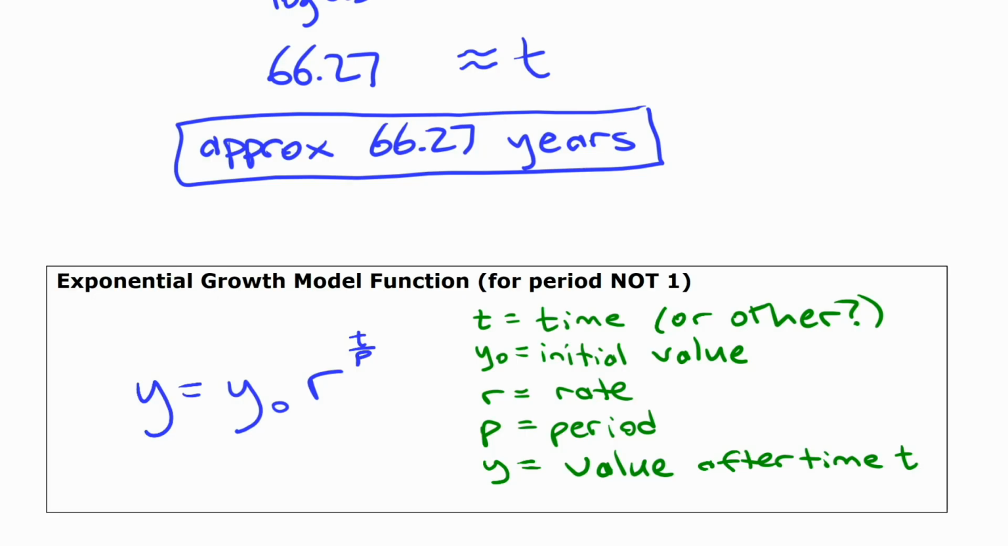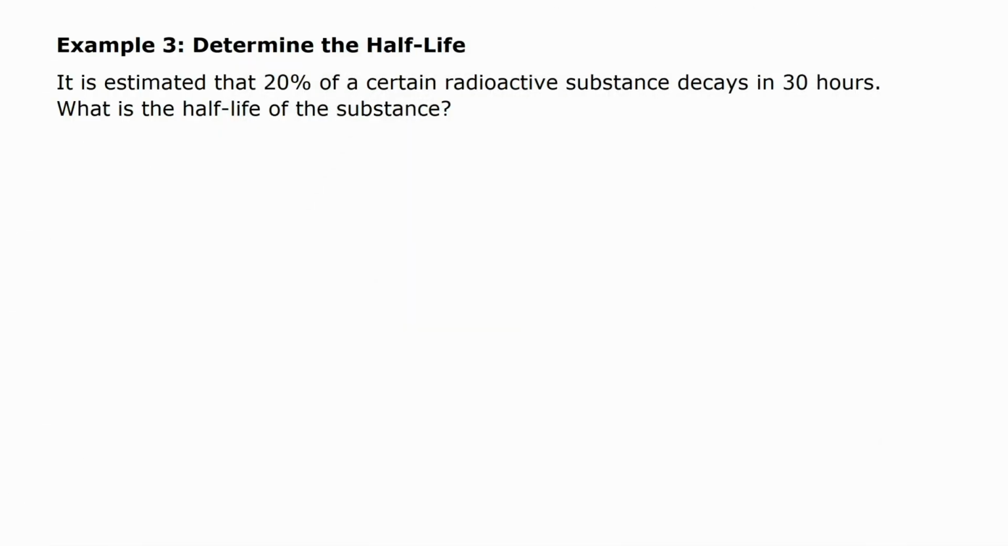All right, let's do one last example. This is, again, where we're working with half-life. But this time, when you read this problem, it seems like there's a lot less information given. And we're actually going to look at two different approaches to solving this. When you read it, you see that you're given this value of 20% of this certain substance decays in 30 hours, and you're looking for the half-life of the substance.